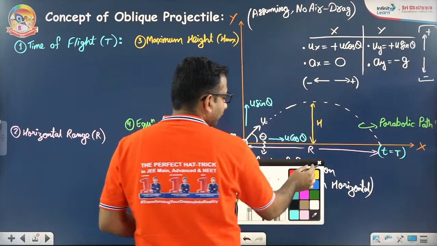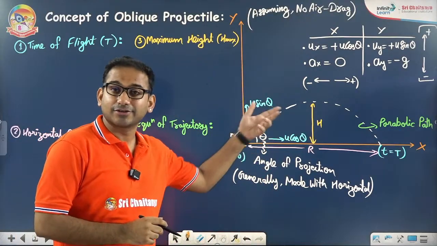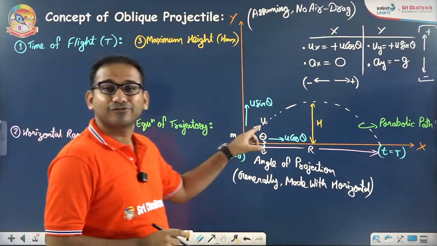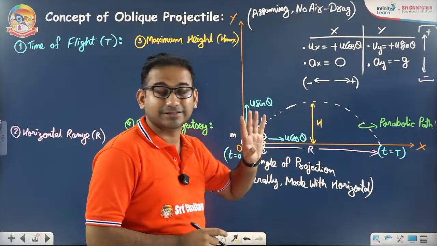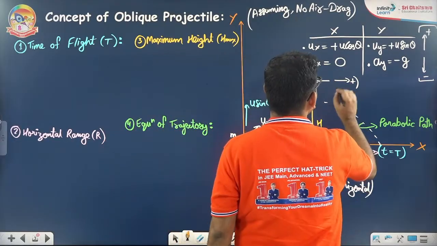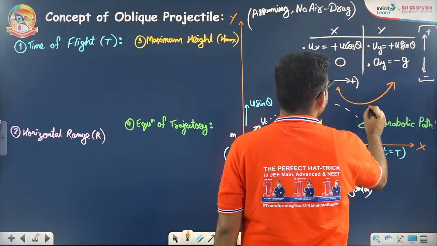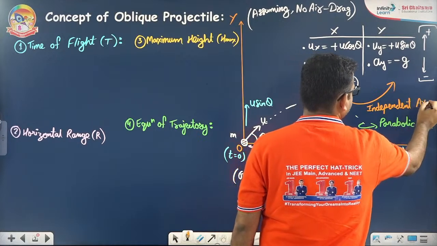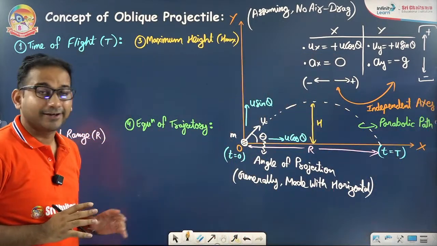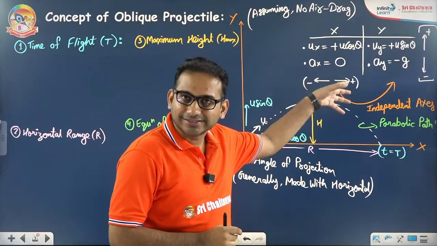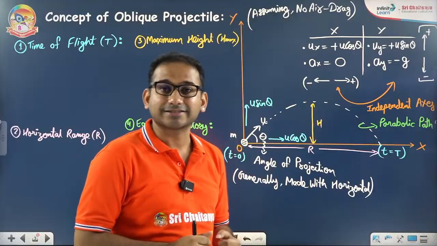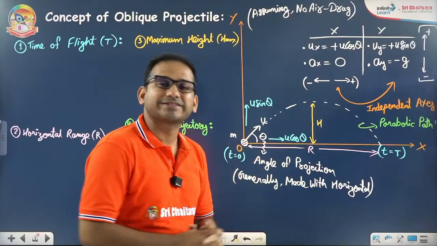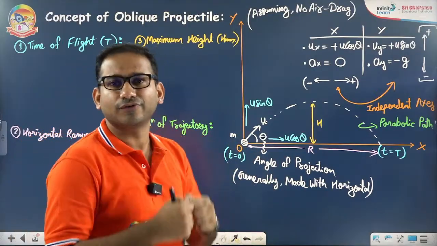So by nature, same as the horizontal projectile motion, here in oblique projectile motion also, the nature of motion along the x-axis and y-axis, separately we will comment. Why separately? Because these are going to be independent axes. So along the x-axis, when you are considering anything, you can ignore what is happening in the y-axis. And when you are considering the motion along the y-axis, you can ignore what is happening in the x-axis. That is the key rule for projectile motion.